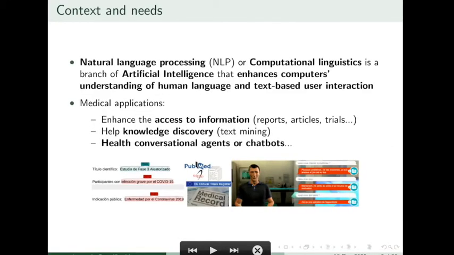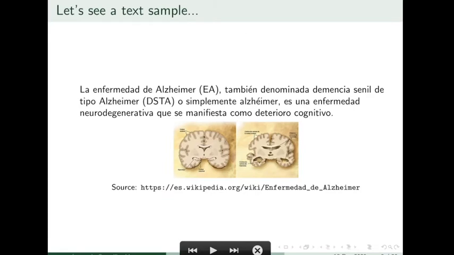As you might know, natural language processing, or computational linguistics, is a branch of artificial intelligence that enhances computers' understanding of human language and text-based user interaction. There are more and more medical applications to enhance the access to medical information, help knowledge discovery, or interact by means of health chatbots. Let's see an example from a text from Wikipedia.